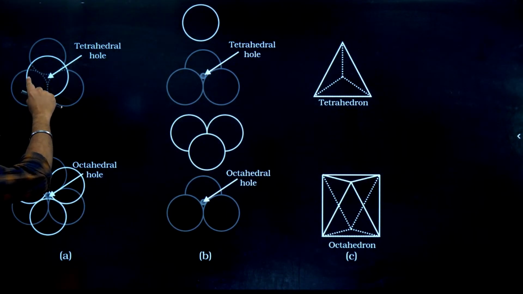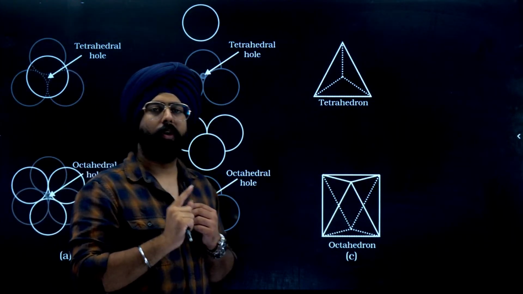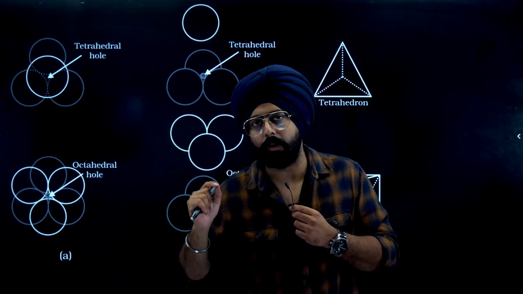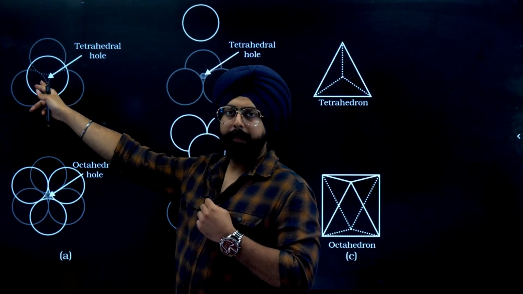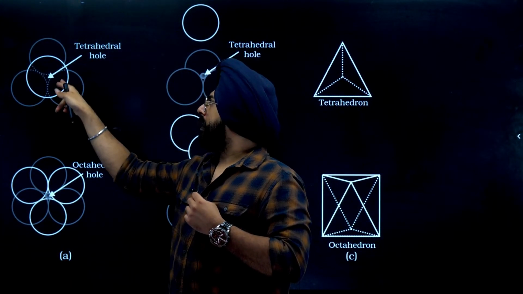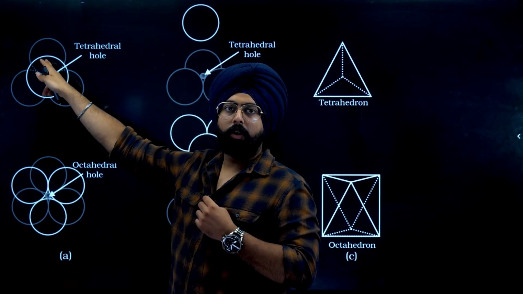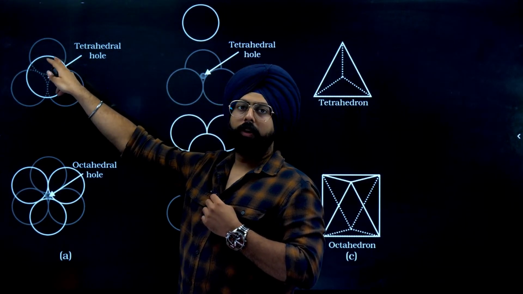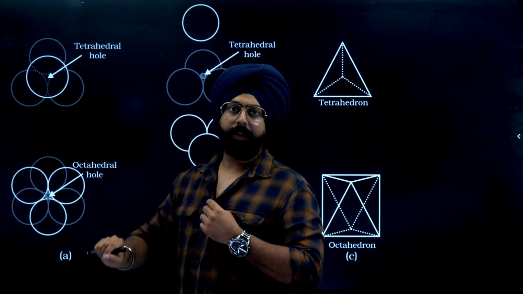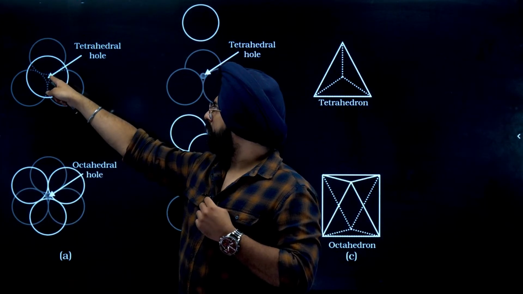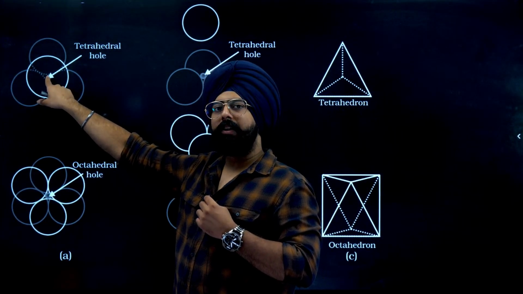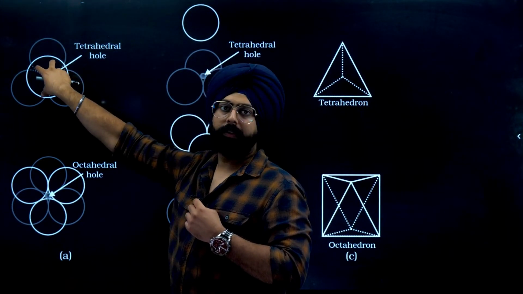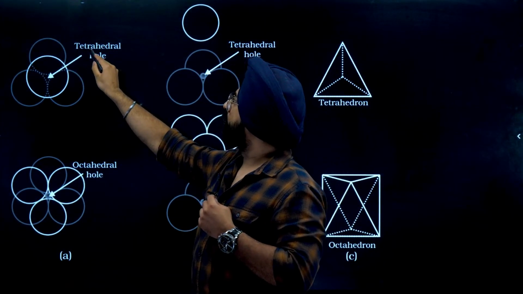This is what a tetrahedral void looks like. A tetrahedral void is basically the gap that is formed when 3 spheres at the bottom, a trigonal void at the bottom, is covered by a sphere. Do you realize? At the back there is a trigonal void. On the trigonal void, if you place a sphere, you get a tetrahedral void.